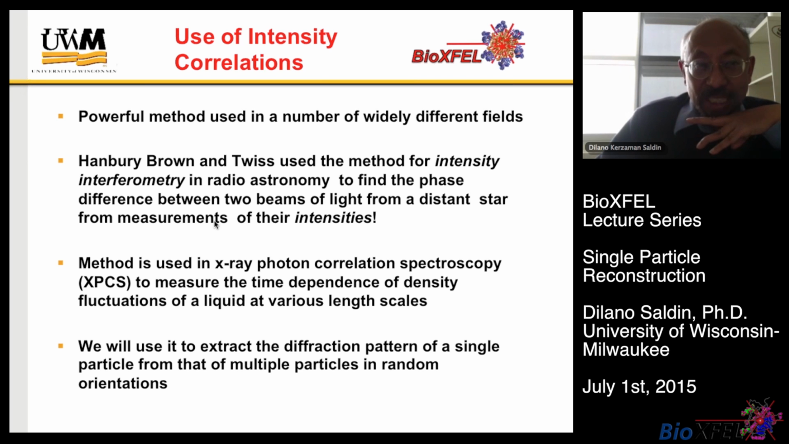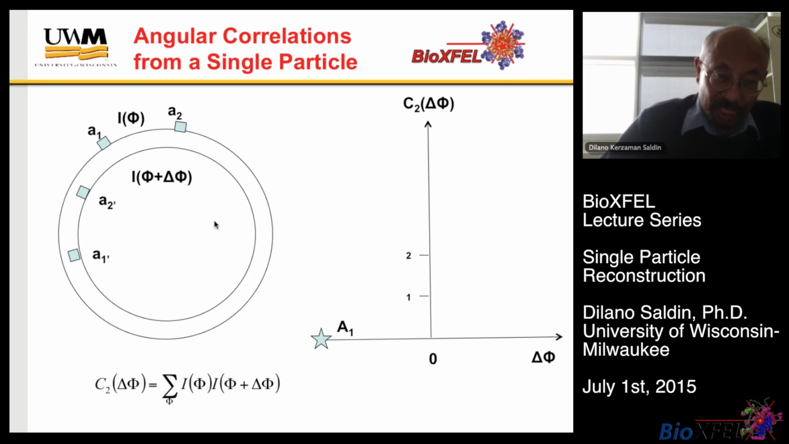Now, this method of intensity correlations is very powerful and has been used in a number of different fields already. Hanbury Brown and Twiss used this method in astronomy for intensity interferometry in radio astronomy. And they used it to find the phase difference between two beams of light from a distant star from measurements of their intensities, amazingly. The method has also been used in the technique of X-ray photon correlation spectroscopy, XPCS, and this measures the time dependence of the density fluctuations of a liquid at various length scales. What we are going to use it for is to extract the diffraction pattern of a single particle from that of multiple particles in random orientations.